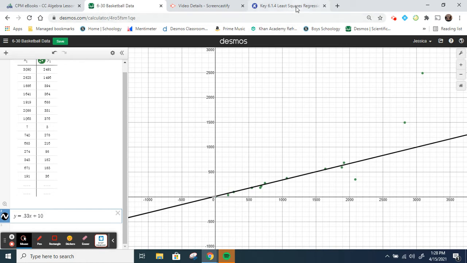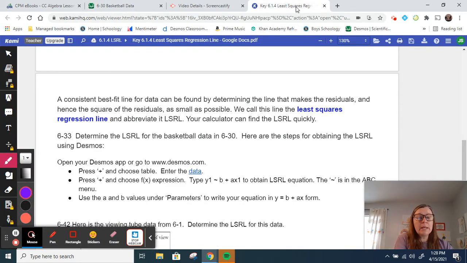So it's really kind of a very complicated process. Instead of going through that really complicated process, what we're going to do is use the calculator, because Desmos will actually do this for us. So the process that the calculator is going to do for us is called the least squares regression line, and we're going to abbreviate it LSRL, and our calculator can do it quickly.